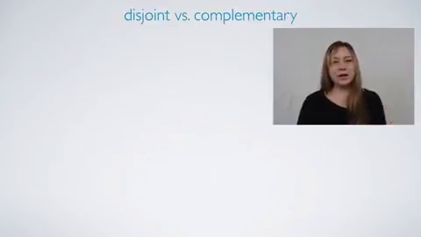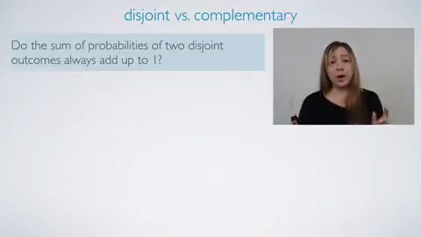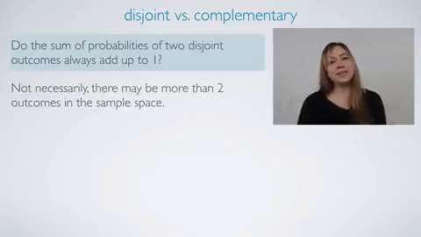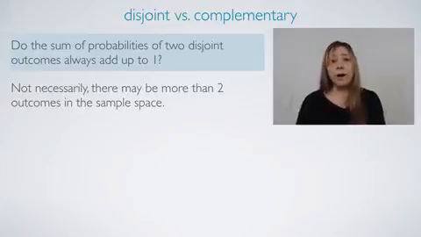To recap, note that disjoint and complementary events do not mean the same thing. Let's ask ourselves 2 questions here. 1. Do the sum of probabilities of 2 disjoint outcomes always add up to 1? Let's think about that for a second. The answer is not necessarily. If there are more than 2 outcomes in the sample space, then the probabilities of just 2 of those will not add up to 1.